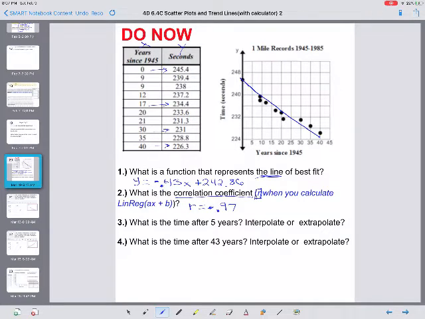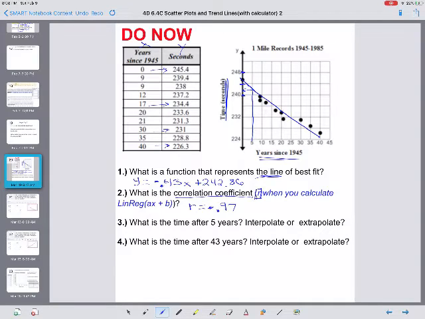All right, number 3 says, what is the time after 5 years? Well, the time in seconds is our y-axis, and after so many years, so after 5 years, we could make a prediction here and just go up to 5 and say it's going to be somewhere around here. This is 248, this is 240, that's probably 244, so this is going to be about 242. That would be a prediction and an estimate.